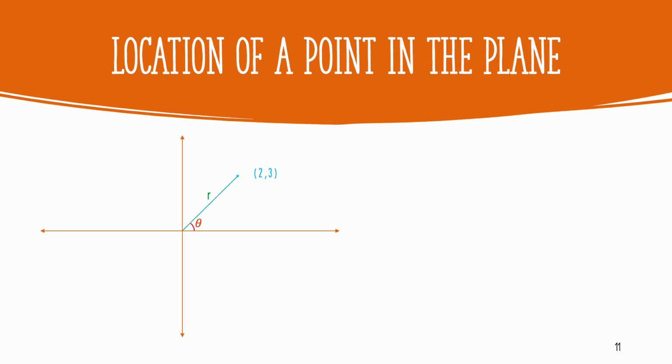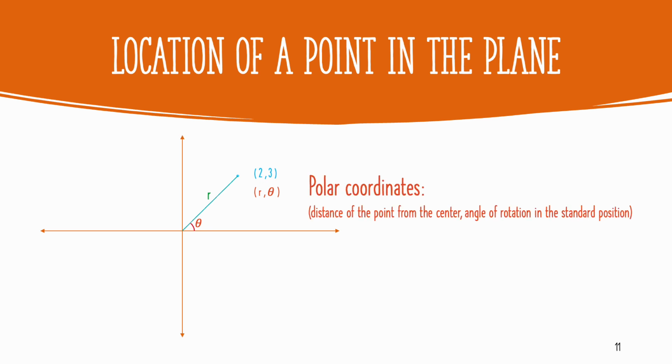So pause the video and think about how many points you can think of with the same value of r and theta. Well, I hope that you didn't come up with any other points, because there is only one point, okay? Which means that we can write the location of that point in the form of r and theta. So I can write r and then theta. And remember the order. We first write the distance from the origin, and the second value is the angle of rotation in the standard position, and this is a polar coordinate of that point.